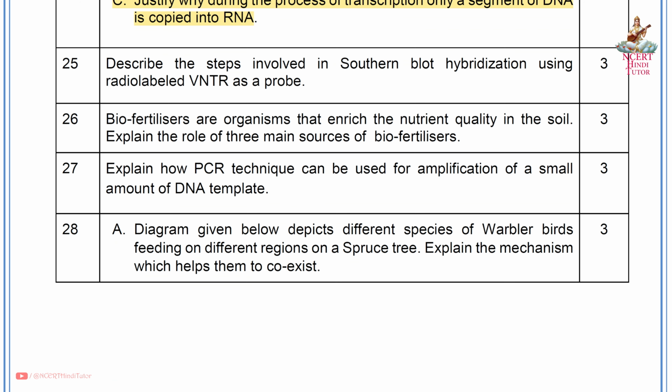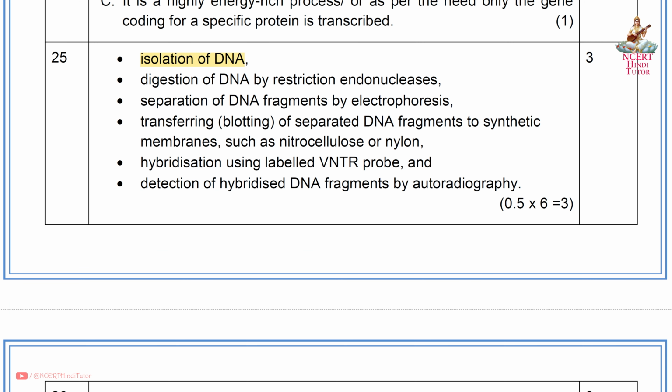Question 25. Describe the steps involved in southern blot hybridization using radio labeled VNTR as a probe. Answer. Isolation of DNA, digestion of DNA by restriction endonucleases, separation of DNA fragments by electrophoresis, transferring, that is blotting, of separated DNA fragments to synthetic membranes such as nitrocellulose or nylon, hybridization using labeled VNTR probe, and detection of hybridized DNA fragments by autoradiography.